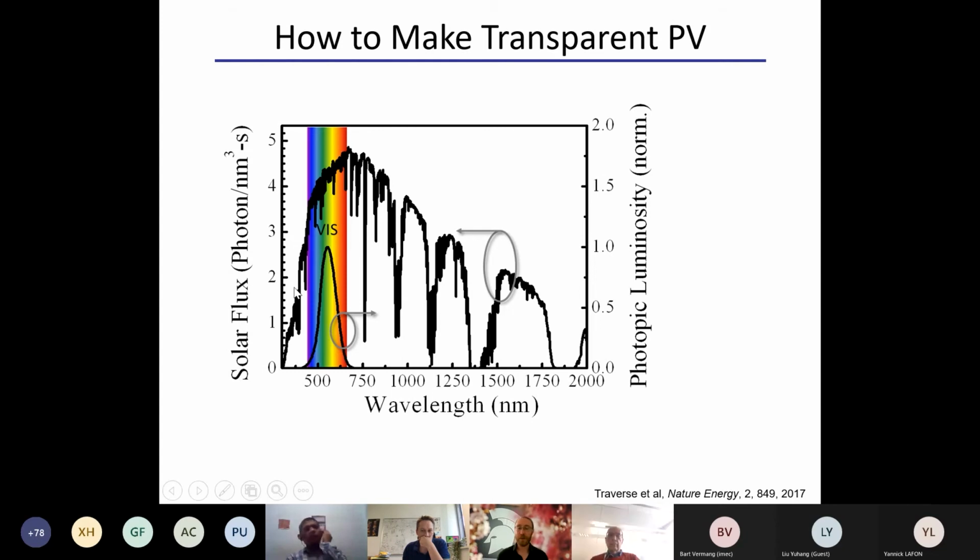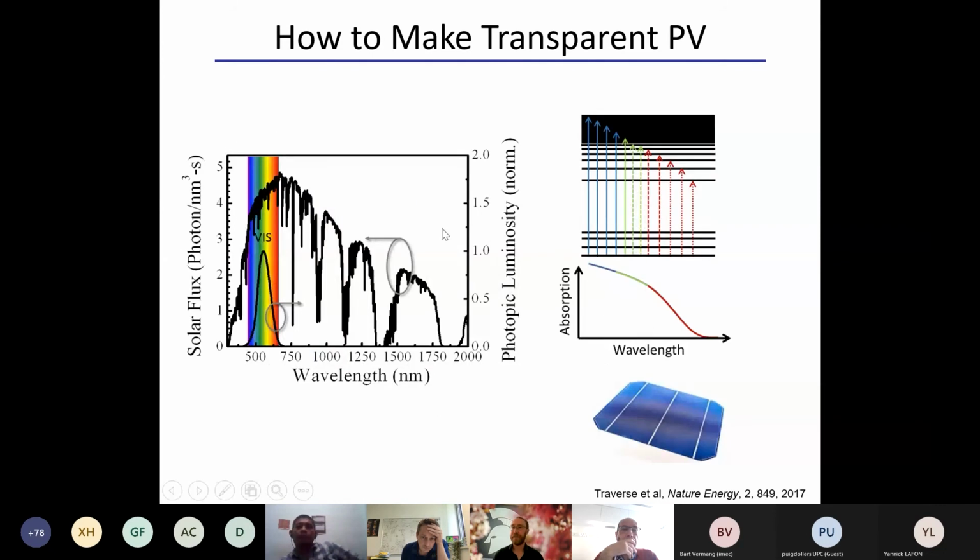And so what we're going to try to do is harvest the invisible light predominantly. We can harvest some of the visible and then predominantly harvest the invisible. And you can see with this plot that the majority of the spectrum is in the infrared, and there's still a small but substantial part in the ultraviolet. And I'll talk about both pieces of this.